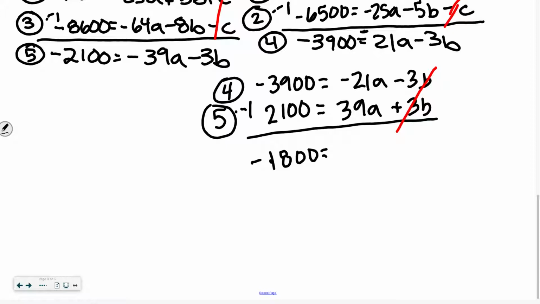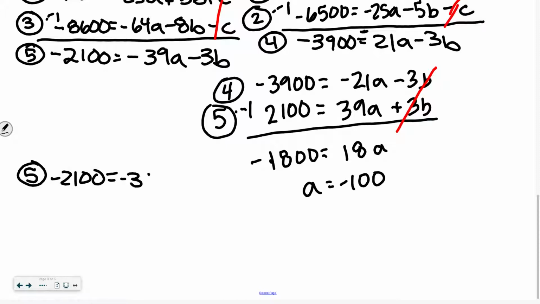Negative 1800 equals 18a. And so a is negative 100. You can use either equation 4 or 5 to solve for b. So I'll use 5 because it looks like it has some smaller numbers. Negative 2100 equals negative 39 times negative 100 minus 3b.